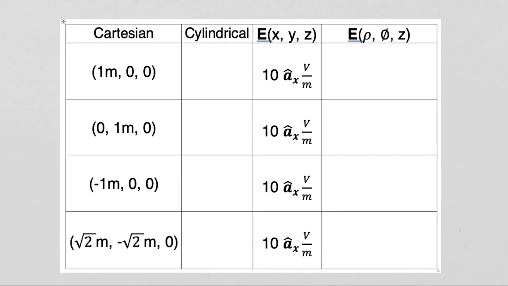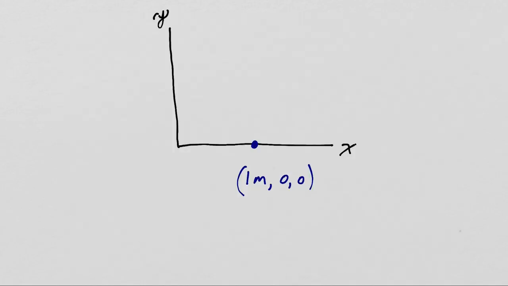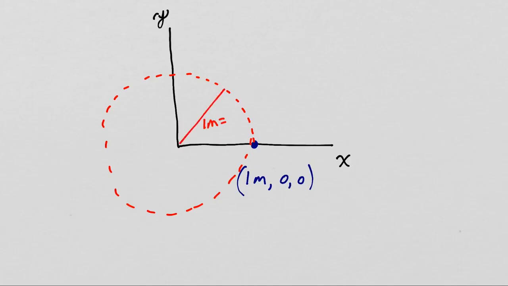In this example, I'm assuming we have a uniform electric field intensity everywhere. So at our 4 points, the electric field intensity is 10 volts per meter in the x direction. Let's start with this first point here at 1, 0, 0. So here's the point at 1, 0, 0 in Cartesian representation. The cross-section in the xy plane of the cylinder that goes through that point will be a circle of radius 1 meter. So that will be the rho component.